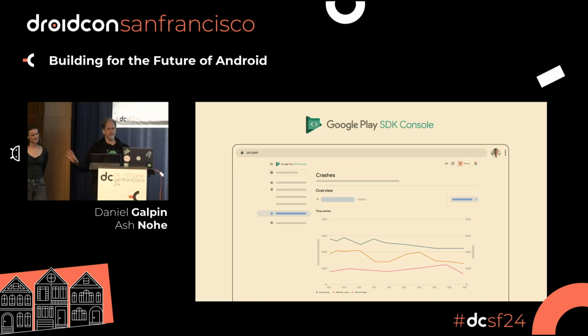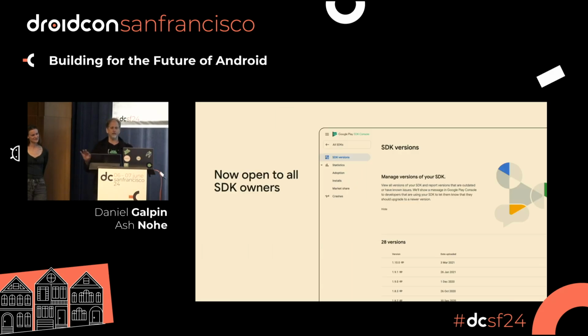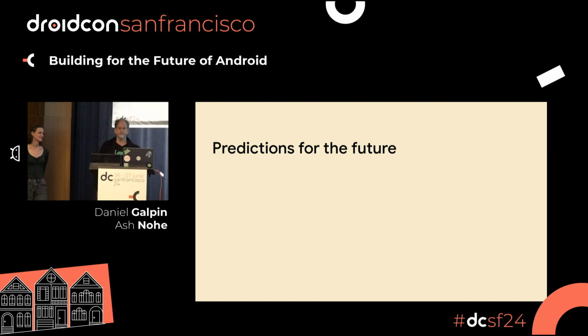I'm not even going to go through this other than the punchline, which is that the Google Play SDK console is now going to be open to all SDK owners. So even if you have an open source SDK, you should register it here. You'll get a whole bunch of interesting data about how it's used, including crash reports and other things, as long as it's distributed from a single verifiable source. So if you have an open source SDK and you want to get it involved, you should do that.